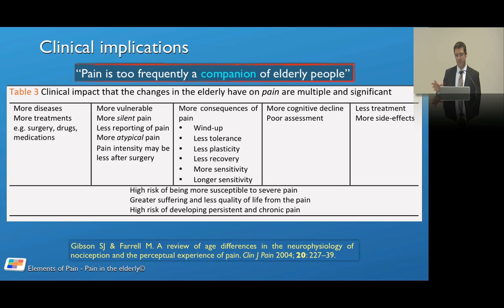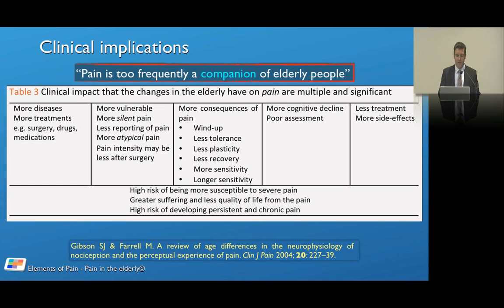They get more sensitive, and the sensitivity lasts longer as well. That's important. They've got more cognitive decline, so we don't assess them as much. It's difficult to assess their pain. They get less treatments and more side effects from the treatments because they're more susceptible to that.